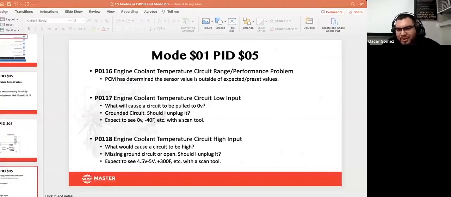And let's take a look, see if anybody puts them. So we have a sensor issue got put up here. All right. What else do you guys think when you see performance? Circuit range performance. Broken wire. Okay. All right. So let's go right back here.